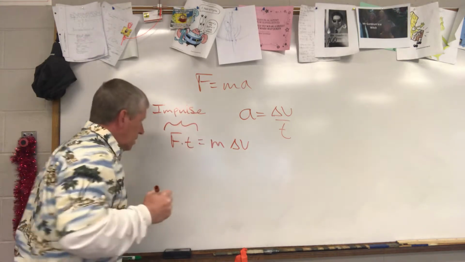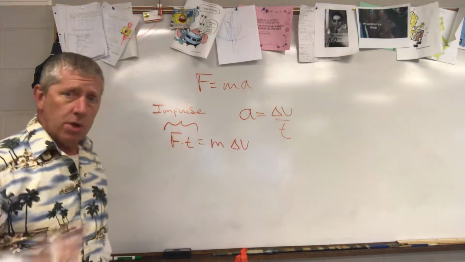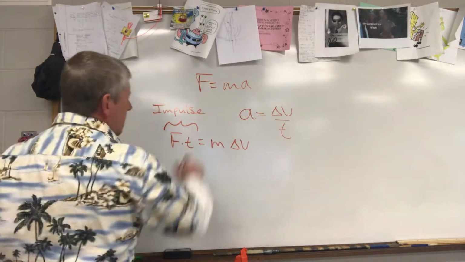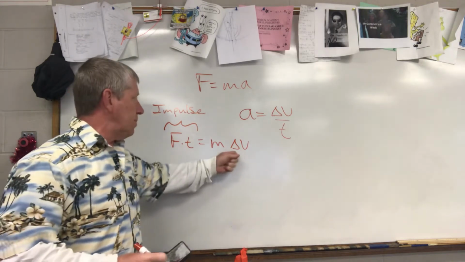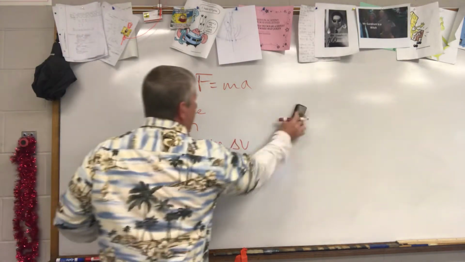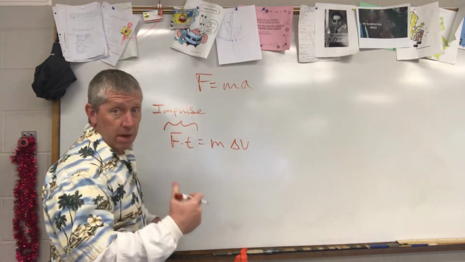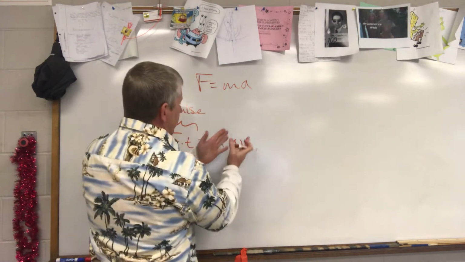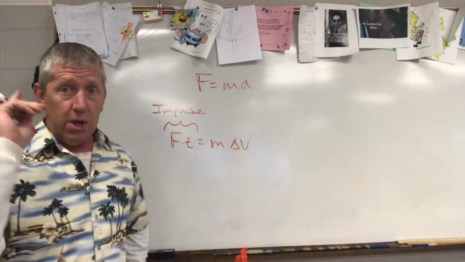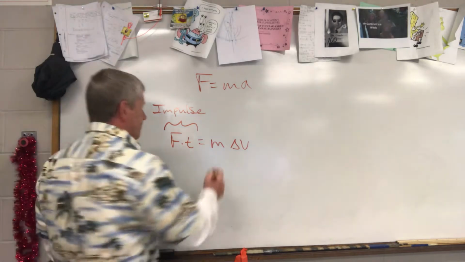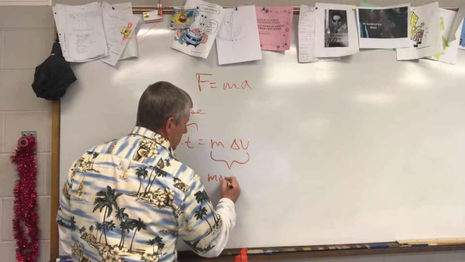So that side, force times time, is called an impulse. Then on this side of the equation, we have mass multiplied by velocity. In this case, I put a change in velocity, but I can actually take this delta and move it out to the front of the m, because if I change either the velocity or the mass, I'm going to change this side of the equation, which we call momentum. m times v is momentum.